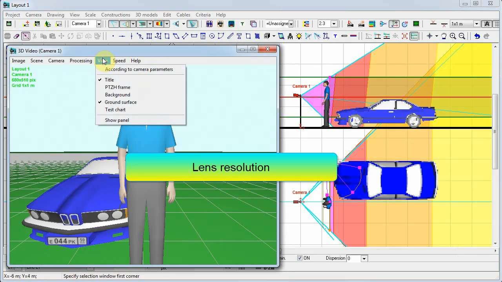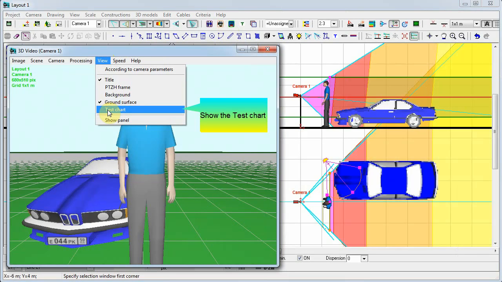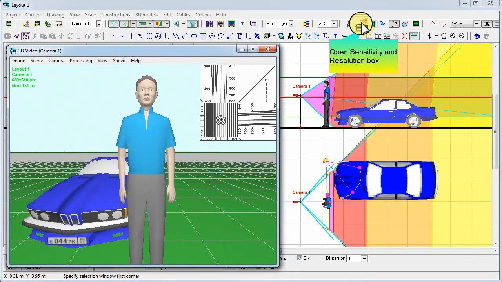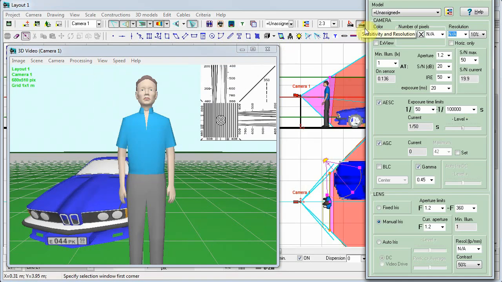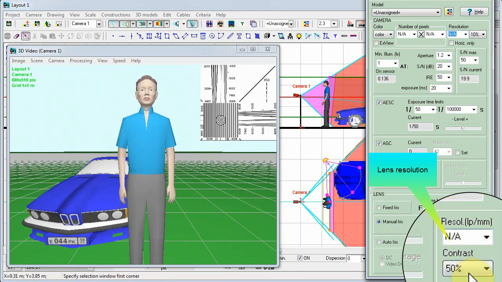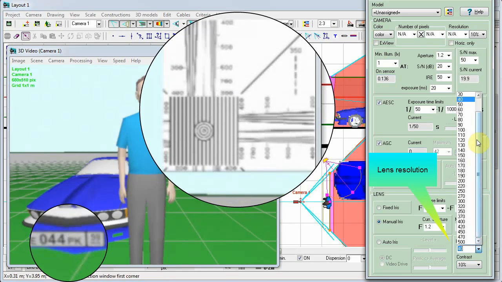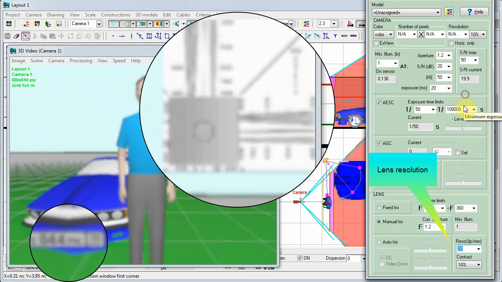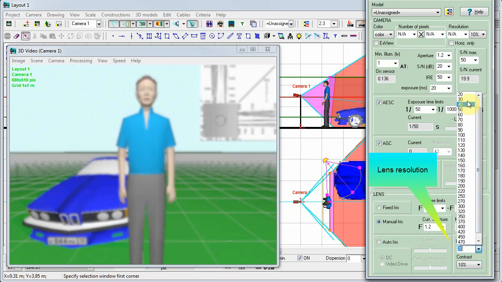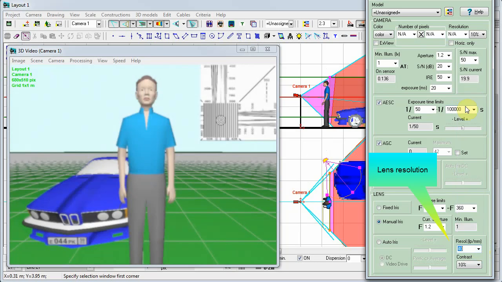Lens resolution. The actual resolution of megapixel cameras is often limited by the lens. We reduce the resolution of the lens model in line pairs per millimeter, and the image becomes blurred. When the lens resolution is not enough, the camera does not realize the resolution provided by its pixels.